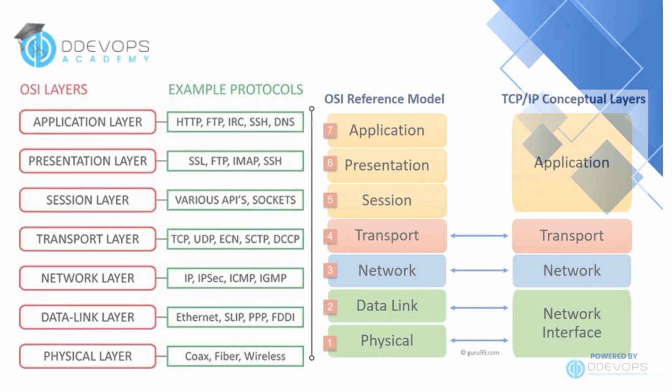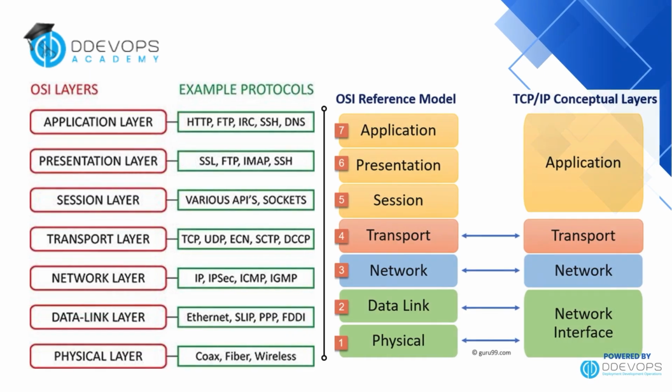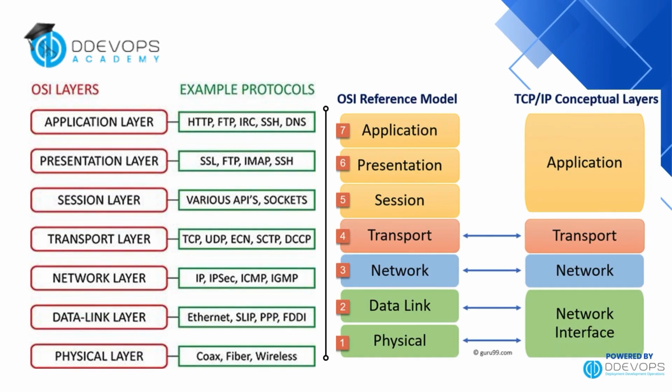The OSI reference model and the TCP/IP conceptual layers. The OSI model has 7 layers, each with a specific function. At the top, we have the application layer, which includes protocols like HTTP, FTP, and DNS. This is where users interact with the network.